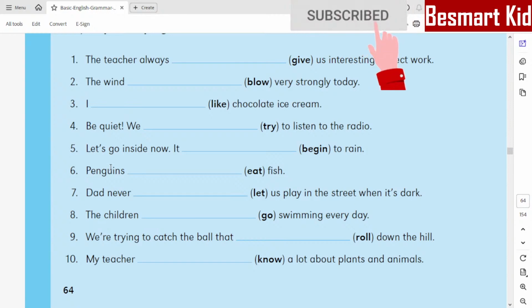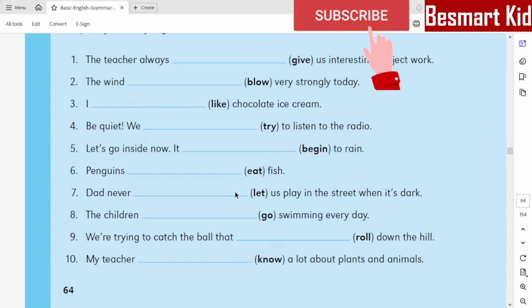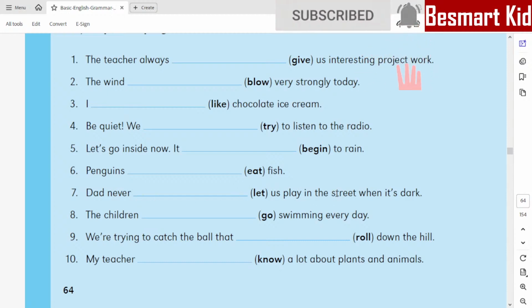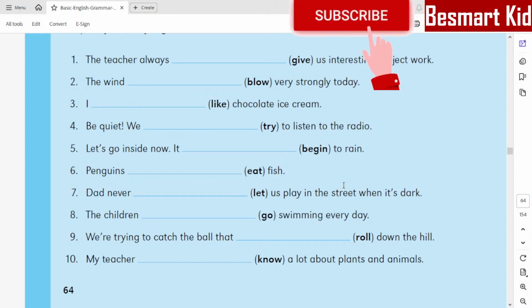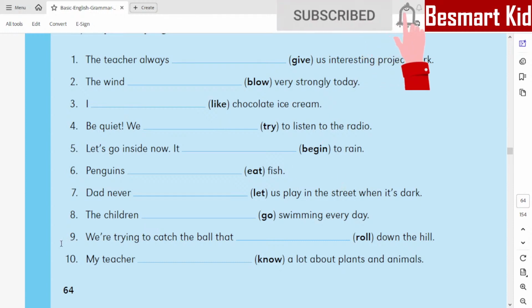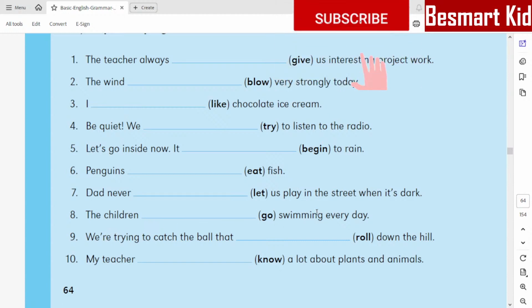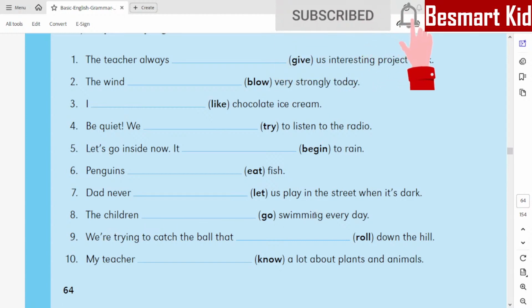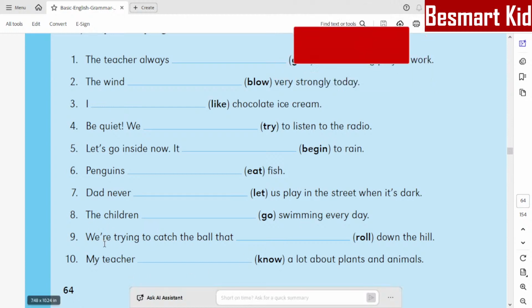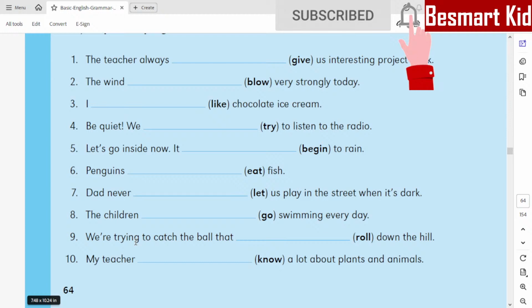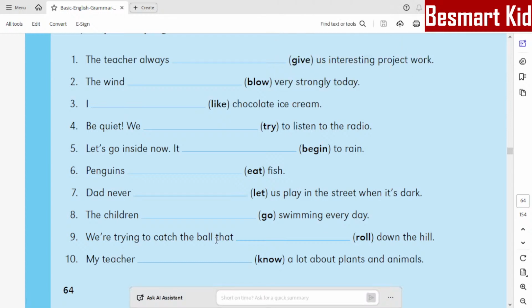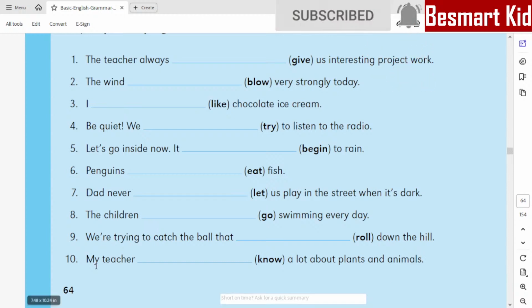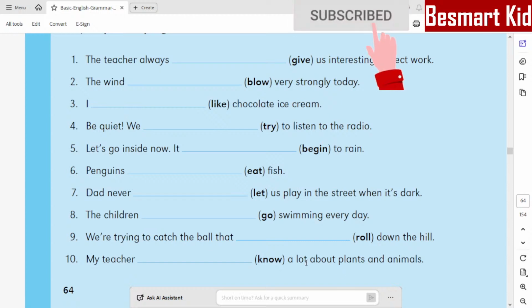Sixth, penguin dash fish. Seventh, Dad never dash us play in the street when it's dark. The children dash swimming every day. Ninth, we're trying to catch the ball that dashed down the hill. 10th, my teacher dash a lot of plants and animals.